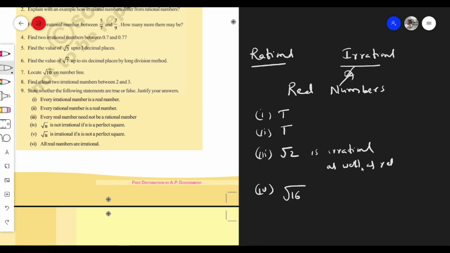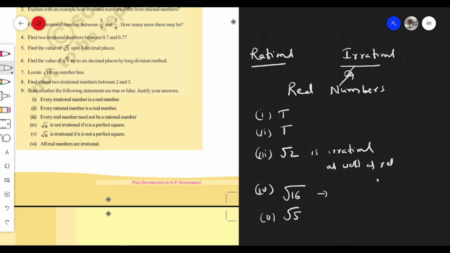Yes, you all need to understand this syntax and the meaning, the implication of the statement. So fourth one and fifth one are true statements. For the fourth one, for example, square root of 16 is a perfect square, hence it is a rational number. Fifth one, square root of 5, since n is not a perfect square, it is irrational.